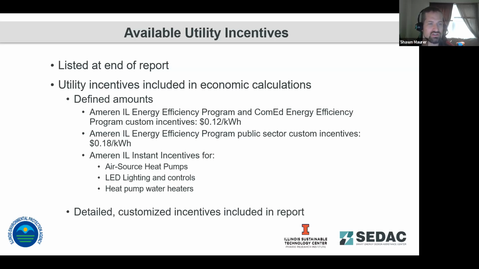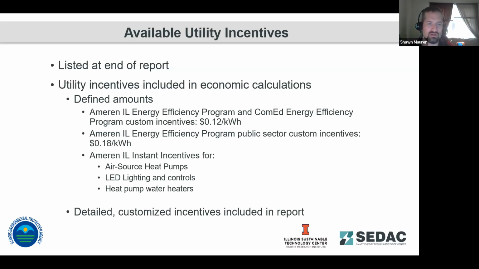We also get into any kind of customized incentive, how we estimated that custom incentive. That way it helps you later on when you go to apply for those incentives yourself. So we've touched on here already, the Ameren Illinois program and the ComEd Energy Efficiency program both have custom incentives of 12 cents per kilowatt hour. Ameren ups that to 18 cents per kilowatt hour for public sector incentives.